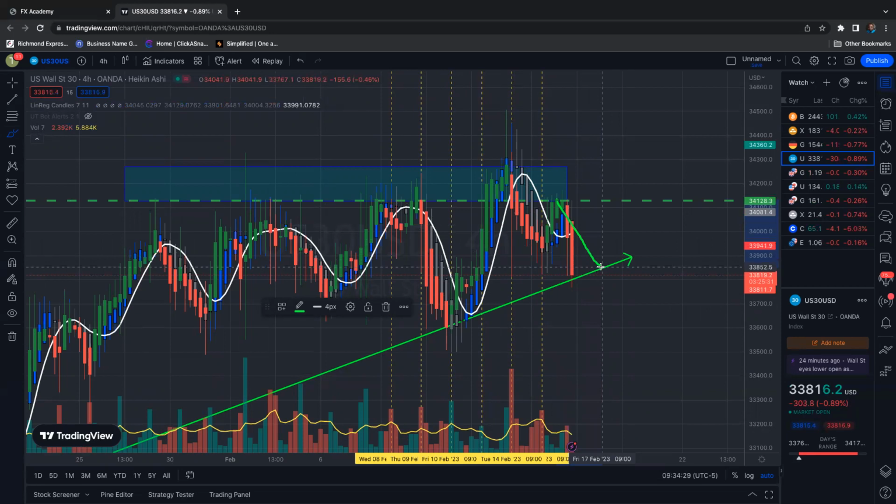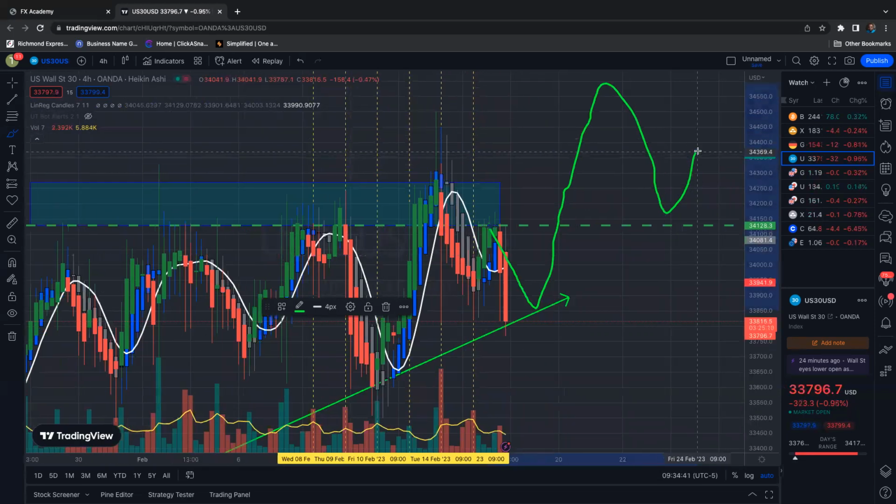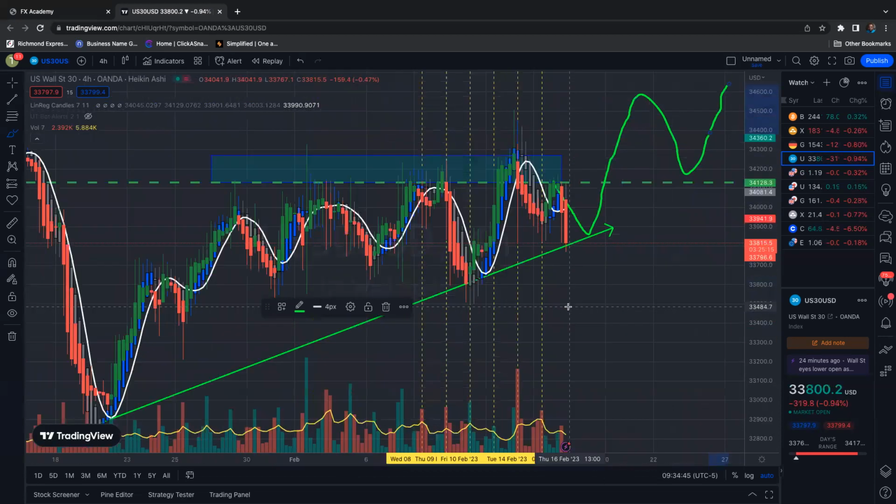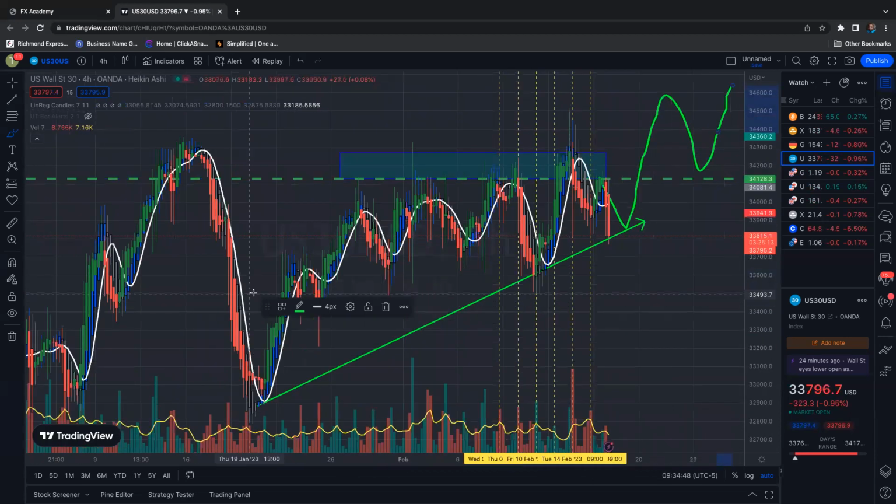Because this is my trend line. And then I could potentially come back up, and then down again, and then up again. That's what we'd be looking for, to see what's happening next. And this is just based on the current trends as I've seen.